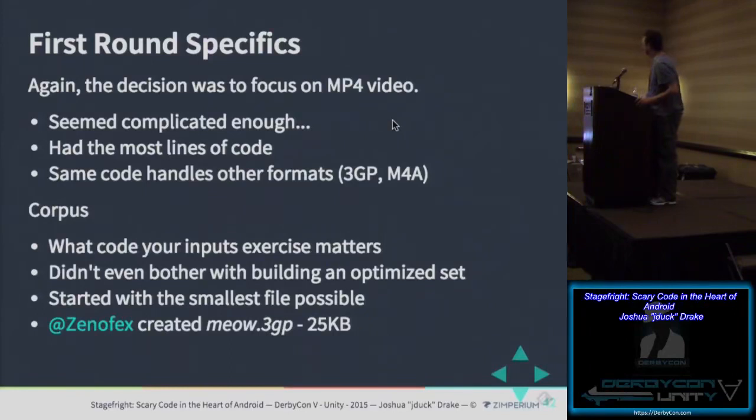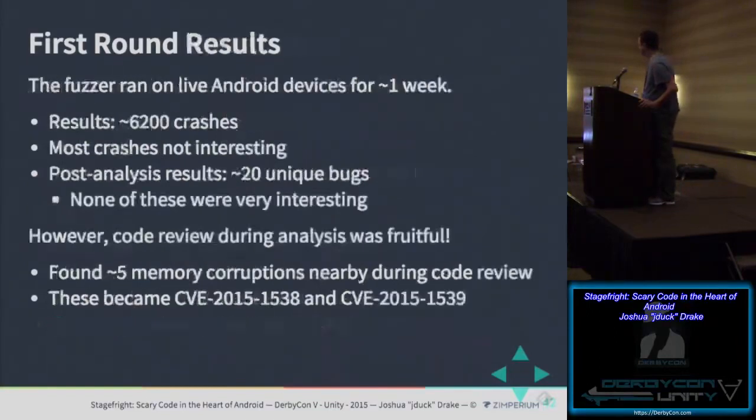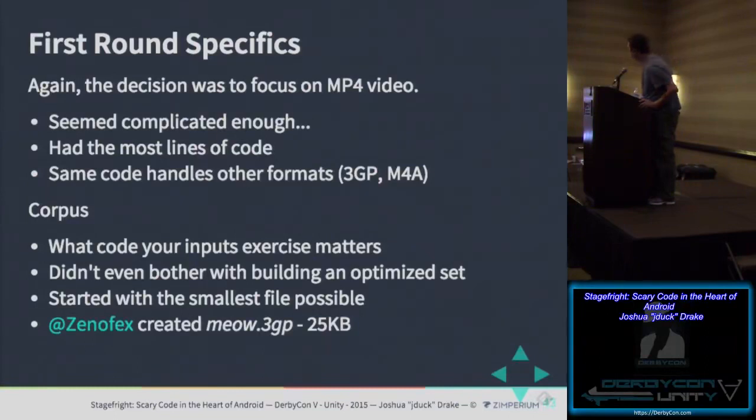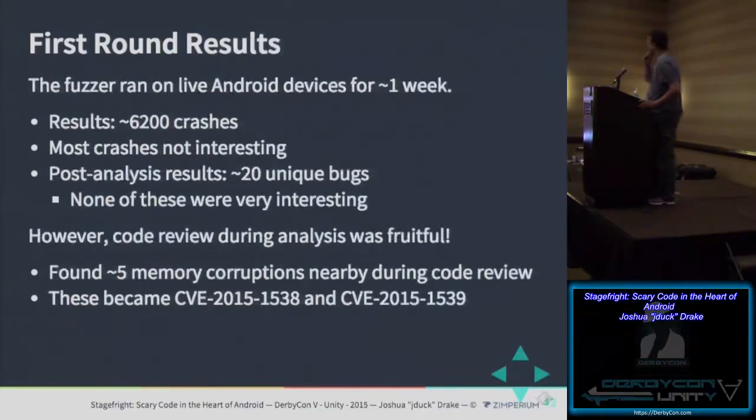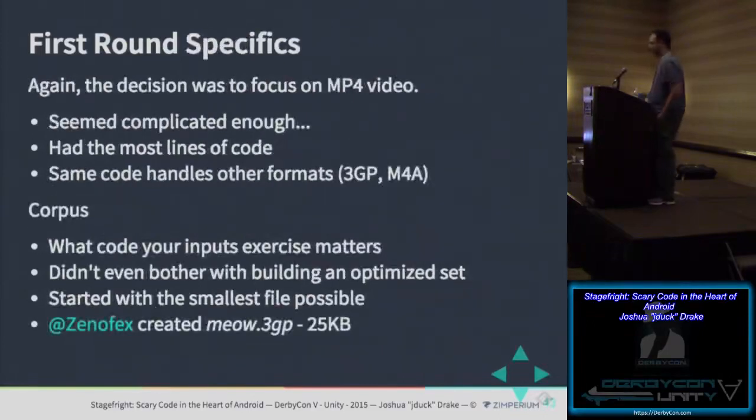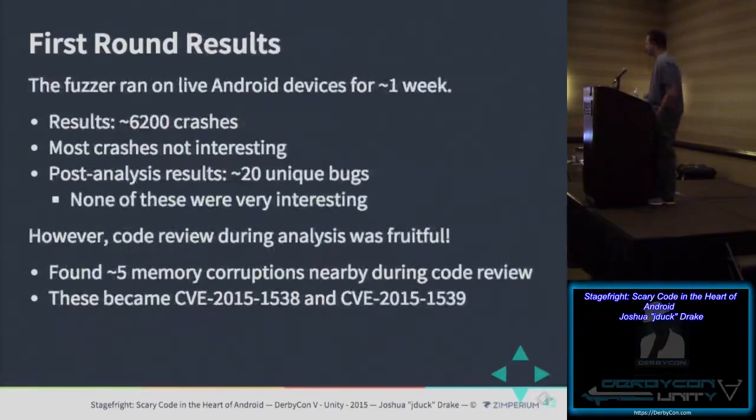So the first time we fuzzed some stuff, it was a really dumb fuzzer. We didn't really bother with building a huge corpus. Our goal was to find the smallest file we could, literally the smallest one. So that's the meow one. If you've seen any of the cat pictures of this work, that's the one. You guys saw it in the browser before. That's his video that we used. We used that for testing tons.